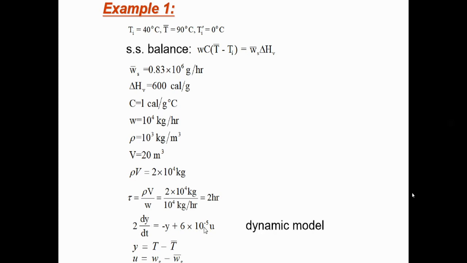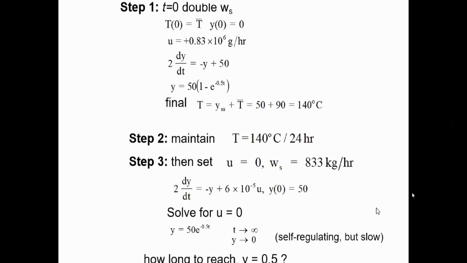We have this kind of equation with respect to dy/dt, y, etc. So that's the point. So y represents T minus T bar, for example. u represents w_s minus w_s bar, for example, in the dynamic model. And if you have the boundary conditions, then you can further reduce equations to find the value for T, for example, or u maybe, etc.